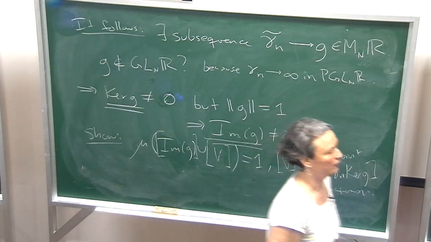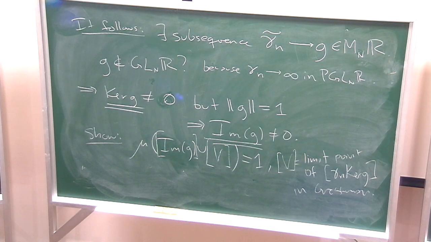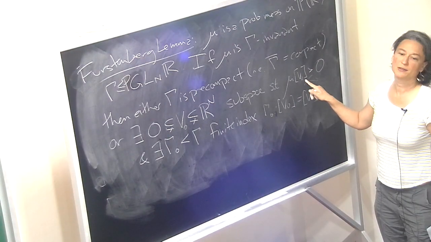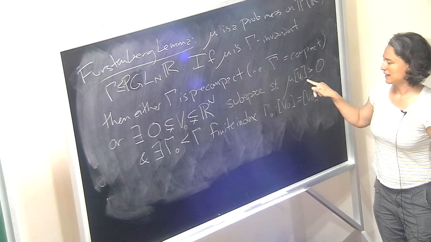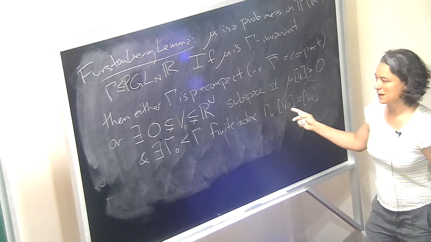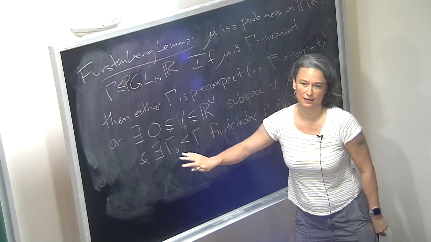And then to finish the lemma, we will find a minimal dimensional subspace that has positive measure. That will be this one. And then by minimality of the dimension, you will get that this is finite index.